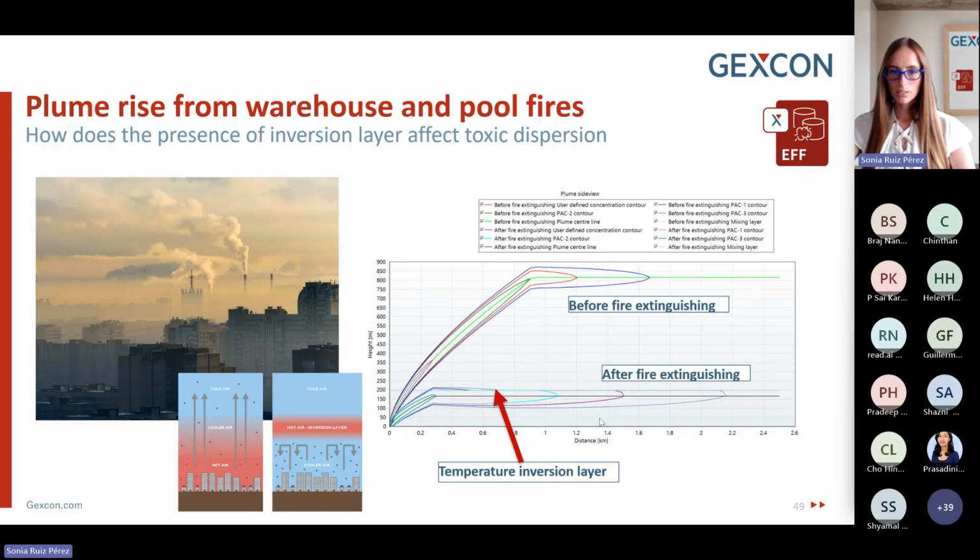That's where people are. However, if the fire brigade intervenes and starts extinguishing the fire, this will reduce the heat momentum of the plume, potentially no longer penetrating through the mixing layer height, and instead it acts as a ceiling for toxic gases. So this situation increases the risk of toxic exposure at ground level.